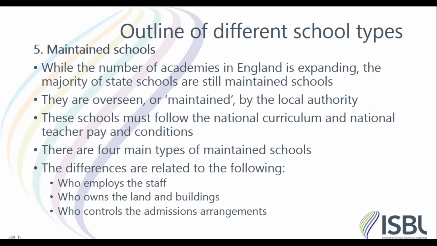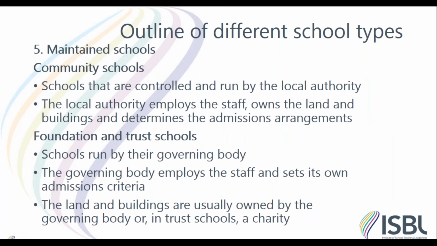So the first type of maintained school is the community school. These schools are controlled and run by the local authority. The local authority employs the staff, owns the land and buildings, and determines the admission arrangements. The second type, foundation and trust schools. These schools are run by their governing bodies. The governing body employs the staff and sets its own admission criteria. The land and buildings are usually owned by the governing body or the trust or charity.